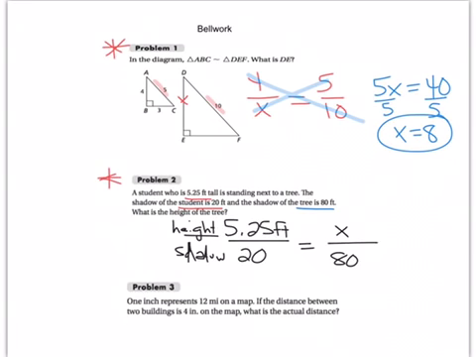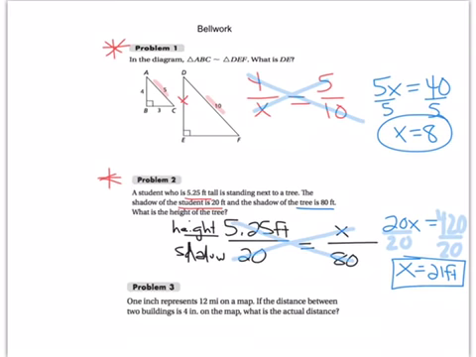And then we're back to cross multiplying. So 20 times X, or 20X, is going to equal 5.25 times 80, which comes out to be 420. Divide each side by 20, and we figure out that the height of the tree is 21 feet. Number 2, check for reasoning, logic. Does that make sense? That's pretty logical.